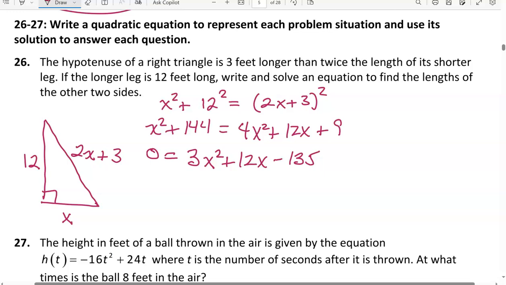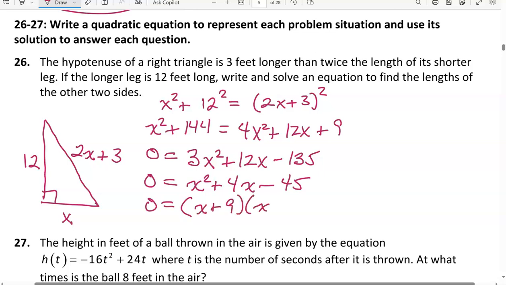Before we get started with factoring to solve this, let's actually observe that all the coefficients here are divisible by 3. So this will give us x squared plus 4x minus 45 is equal to 0, which will be easier to factor. The factors are x plus 9 and x minus 5. So that'll give us two solutions. x is equal to negative 9. Second solution, x is equal to 5.